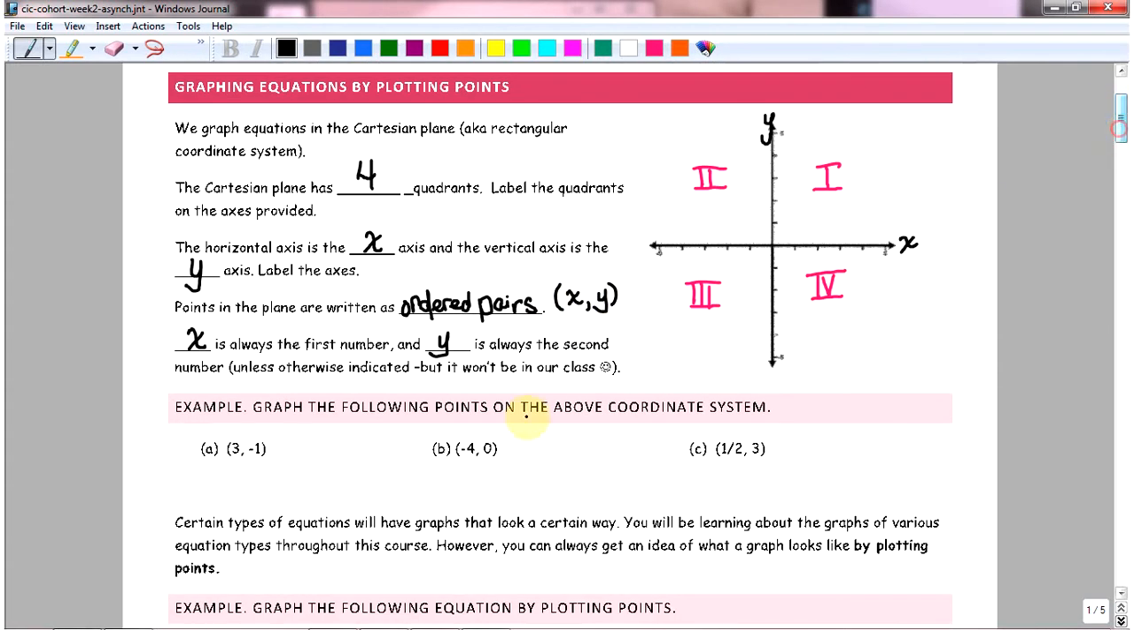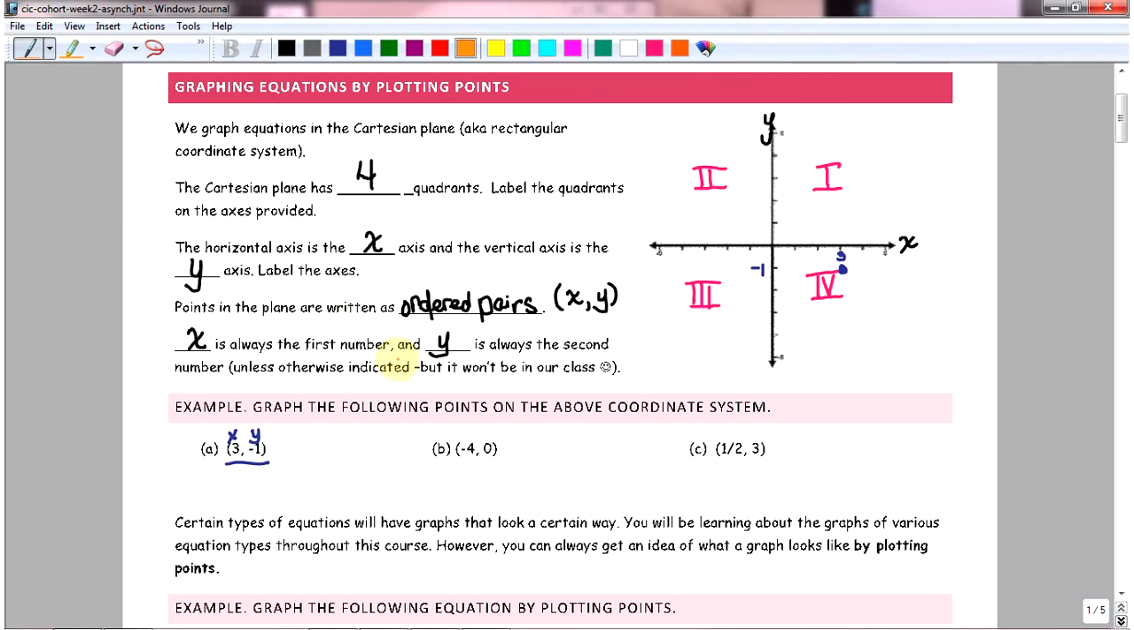So keeping all that information in mind, graph the following points on the above coordinate system. So starting with the point (3, -1), 3 is my x, -1 is my y. So we're going to go 3 units to the right, since 3 is positive in the x direction. Then our y value is negative, so that means we need to go down the negative direction for y. So the point (3, -1) is going to be there.